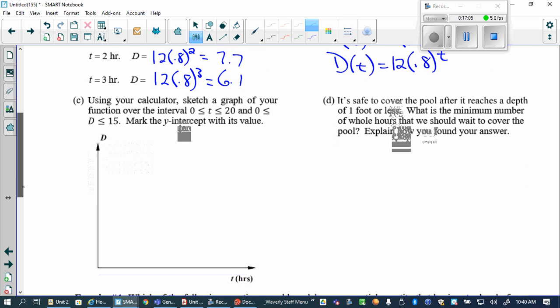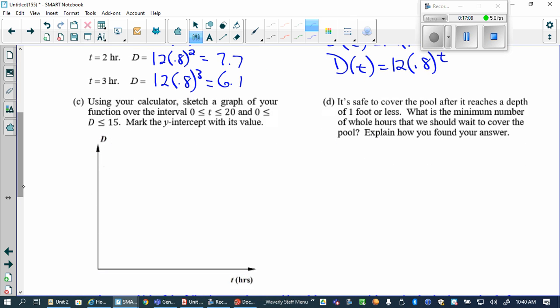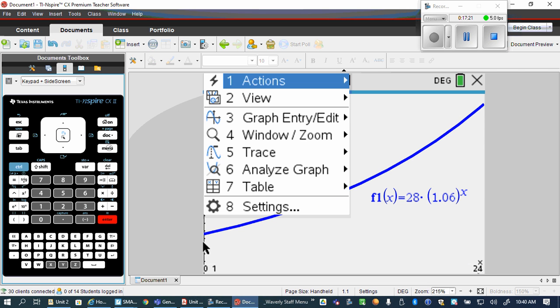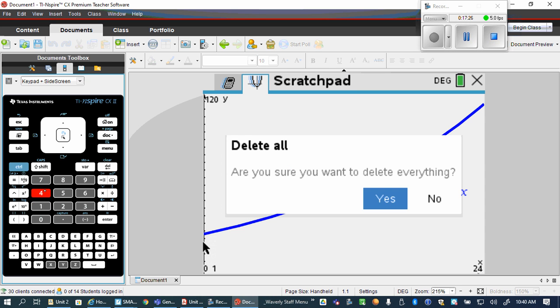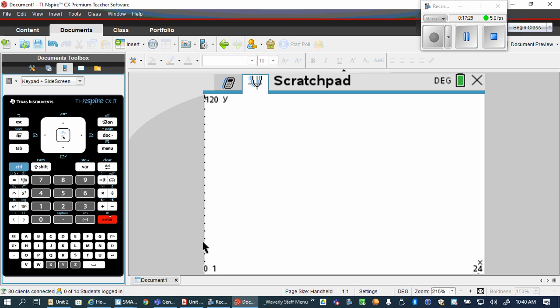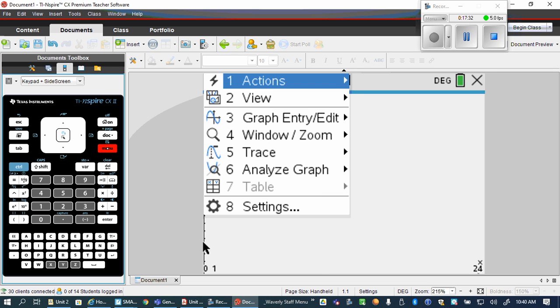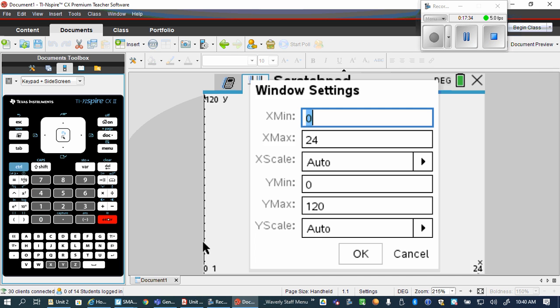Let's graph it then. So we have a new window. There's our function. So the t's are the x's from 0 to 20, and the d are the y's from 0 to 15. So let's all put that in our calculator. We can clear out this other one. So I'll do menu, action, 1, delete all, 4, yes. Let's change my window, menu, 4, 0 to 20, and 0 to 15.